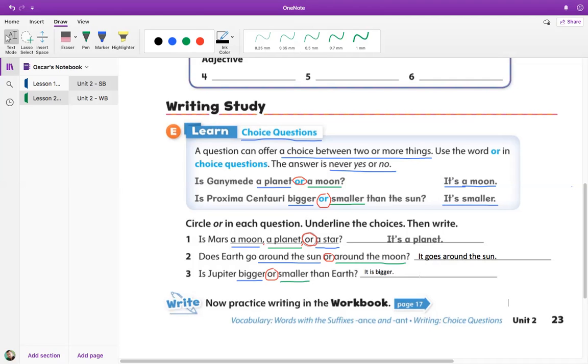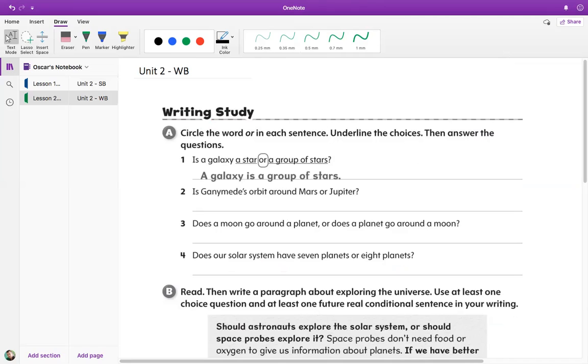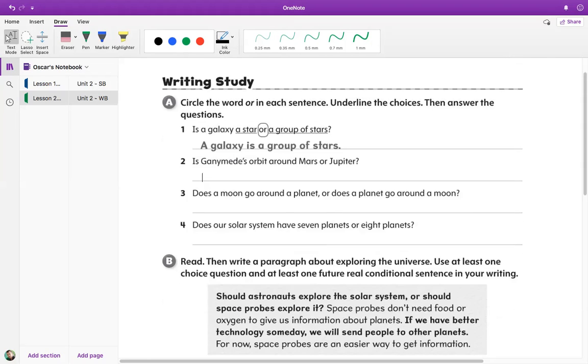Okay, let's now move into the workbook. So we are going to do the first two choice questions together, and then you will do the rest on your own. Basically, in here we have the same type of exercise that we have just done in the student book. Again, we have to circle the word "or" in each sentence, underline the choices, and then answer also the questions.